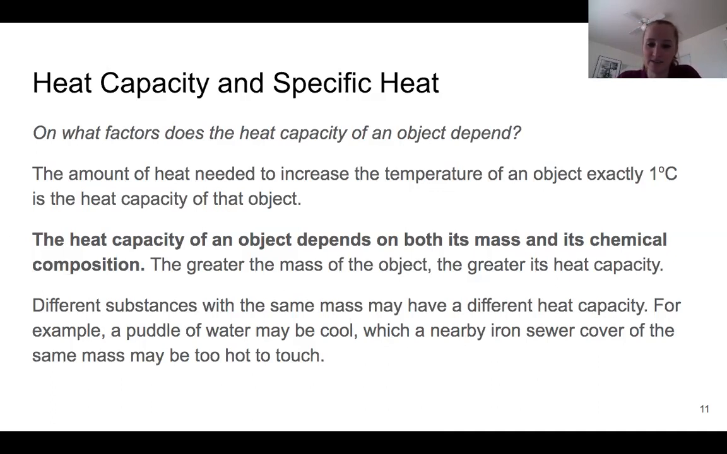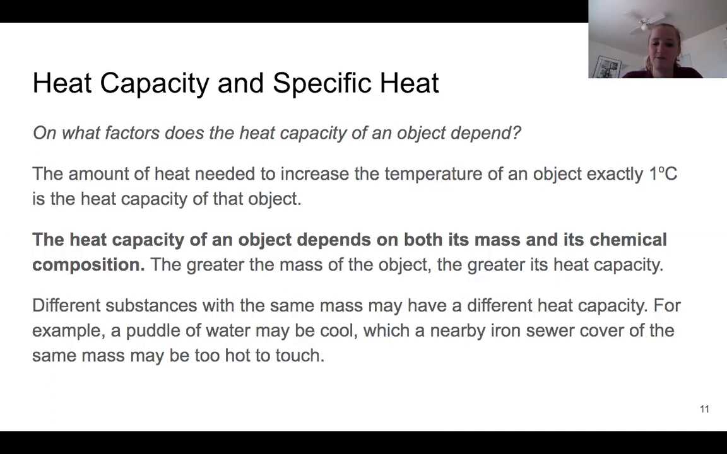So of course, the mass of the object can affect it, but also the composition, right? Let's say you have a puddle of water, you stick your little toe in it, and it's cool. Water takes a while to heat up, and if you've ever boiled water, you probably have noticed this. But let's say there is an iron sewer cover. First of all, stinky. But if you were to touch it out in the hot sun in Las Vegas, it's going to get hot pretty fast.